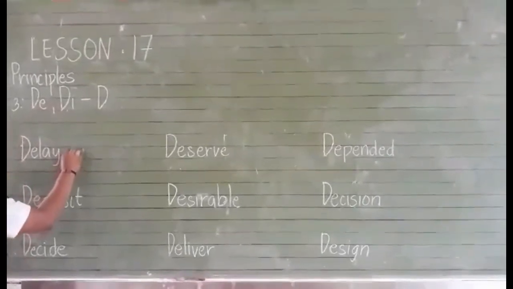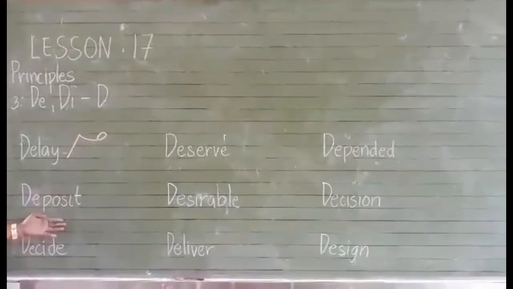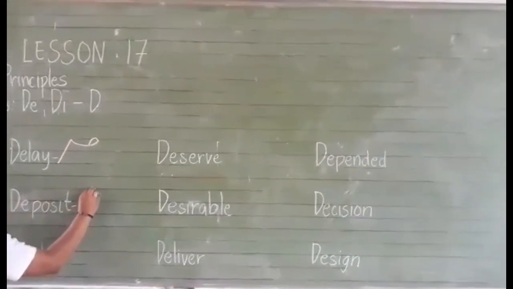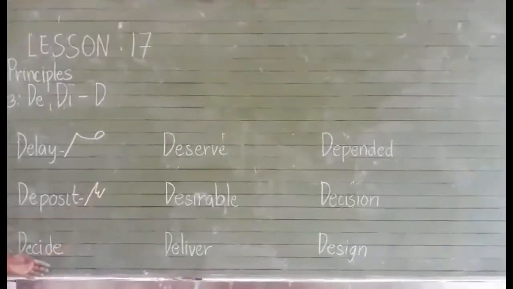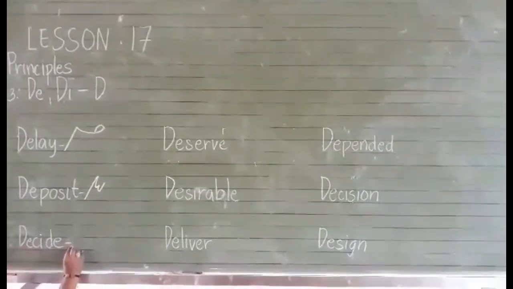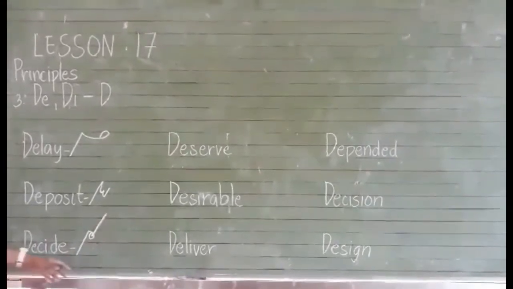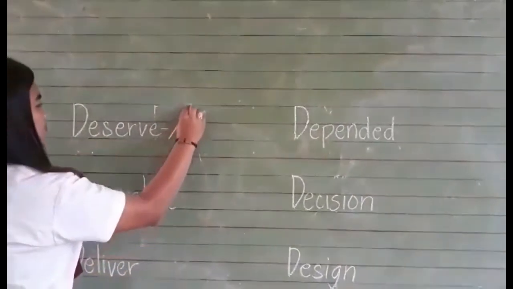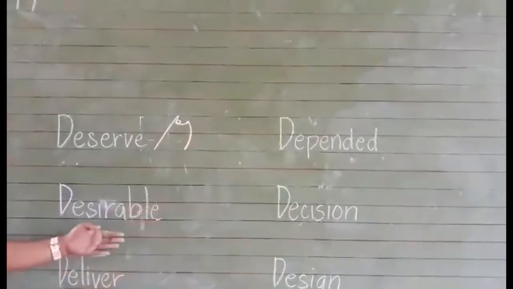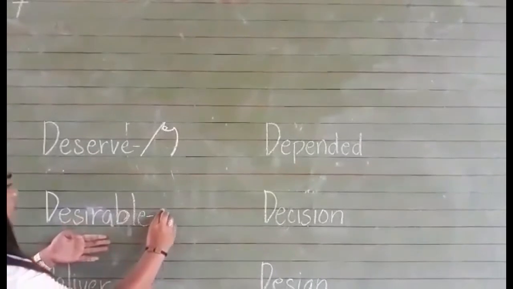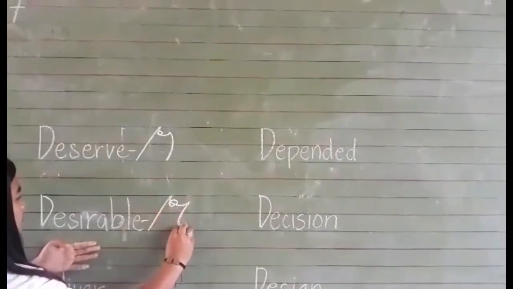For example, delay. Delay is represented by de, followed by L and A. Deposit is represented by the word beginning de, followed by P, O, S, and T. Decide is represented by the word beginning de, S, broken circle I, and D. Deserve is represented by de, followed by S, E, R, and V. Desirable is represented by de, S, broken I, R, and B.